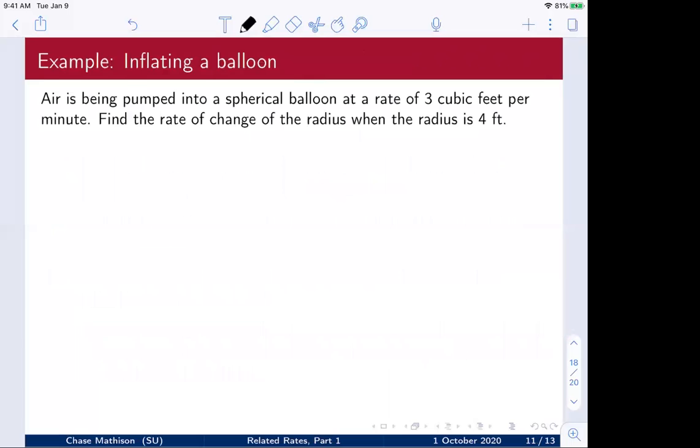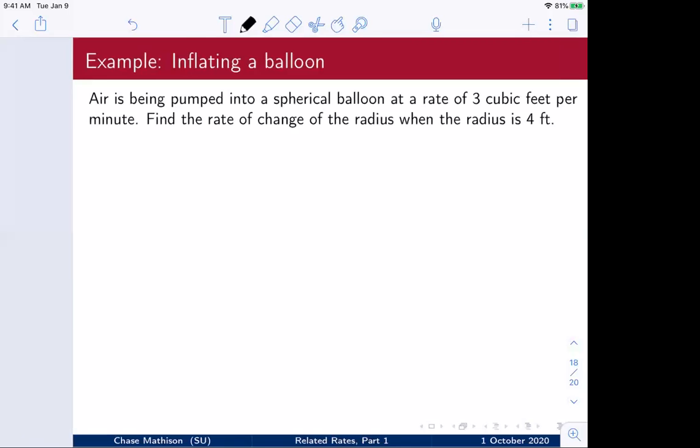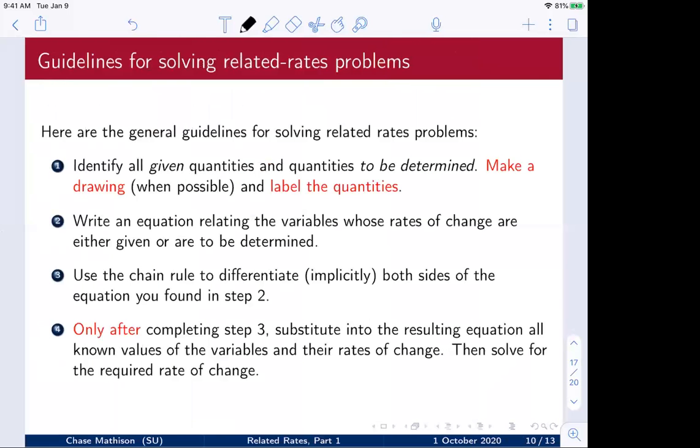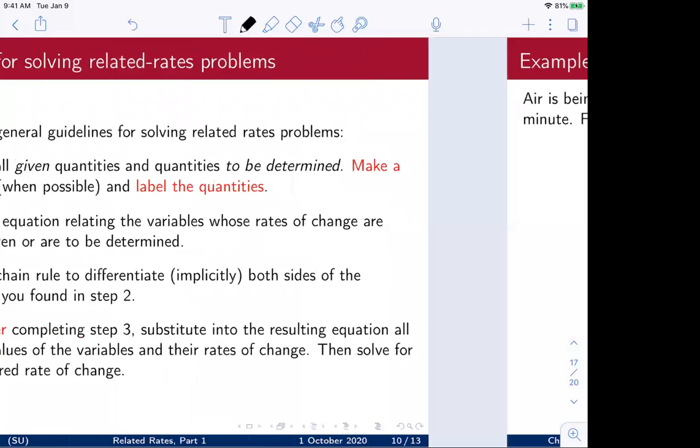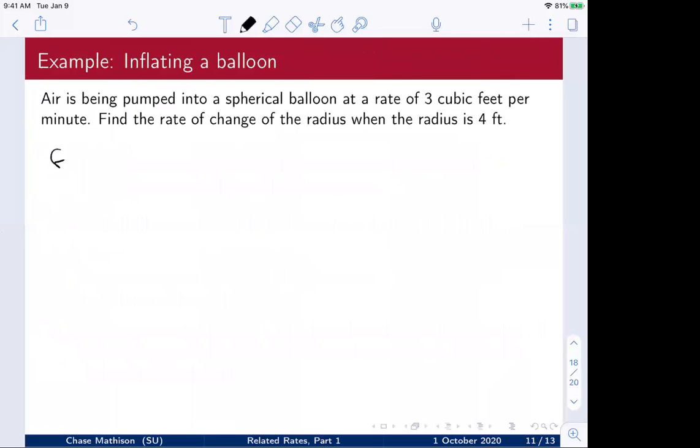Okay. So an example, inflating a balloon. Air is being pumped into a spherical balloon at a rate of 3 cubic feet per minute. Find the rate of change of the radius when the radius is 4 feet. So step 1, I need to identify all given quantities and quantities to be determined. So given quantities.